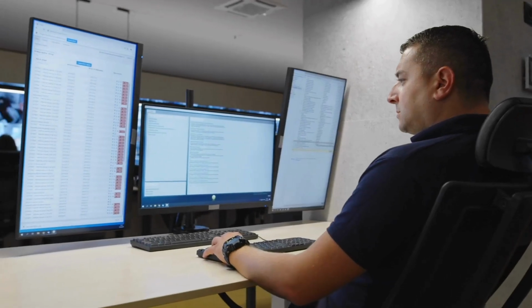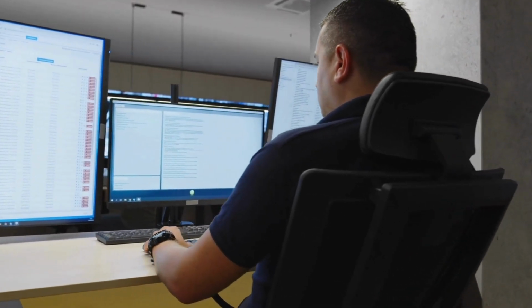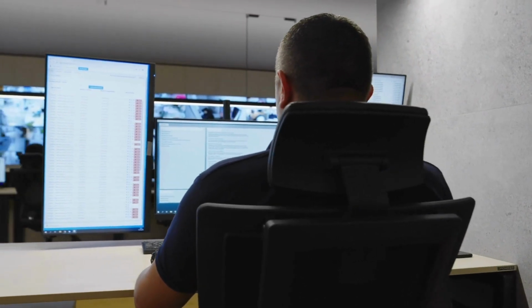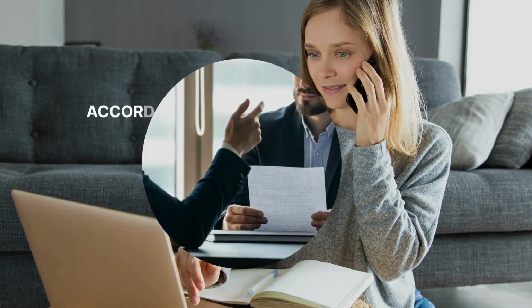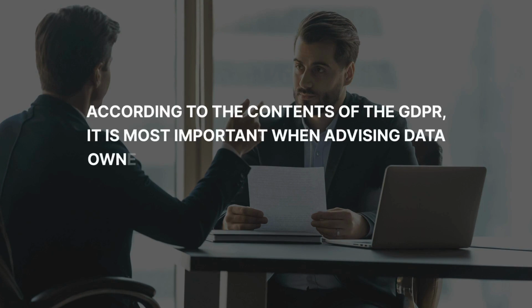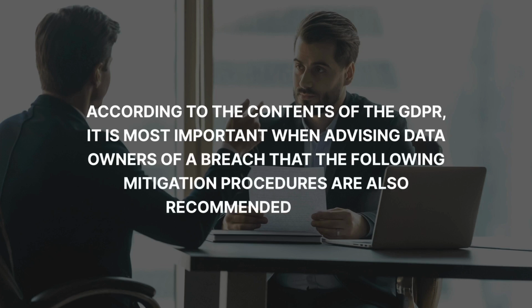Suppose a data breach has been verified to have taken place. In that case, the ICO must be notified unless it can be satisfactorily proven that it will not endanger any individual's rights, privacy, or freedom. As well as the ICO, unless there are mitigating circumstances, the data owners affected by the breach must also be informed. According to the contents of the GDPR, it is most important when advising data owners of a breach that the following mitigation procedures are also recommended to them.